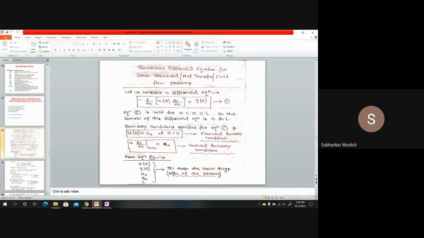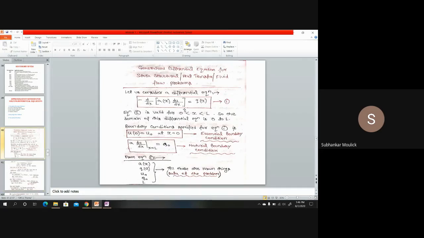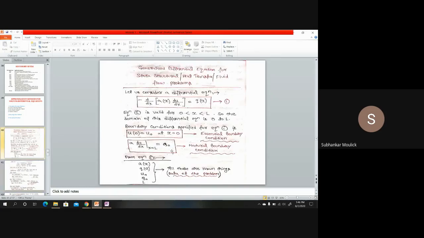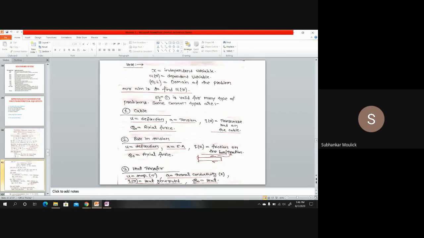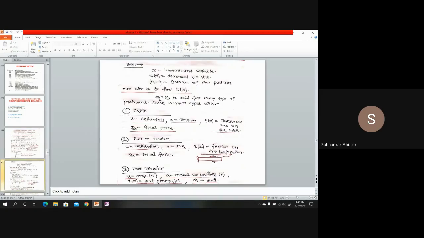What is A? The small a. Again, I told you small a is the property. In case of heat transfer, the property will be thermal conductivity, K of the problem. What is small qx? The small qx is the internal heat generation, the internal heat generated in the problem. And what is this capital Q? This capital Q is the overall heat generated in the problem. Fine. So if I give you some heat conduction problem, you have to change your differential equation in this manner by substituting the proper terms.